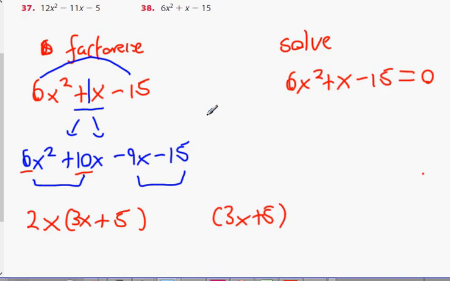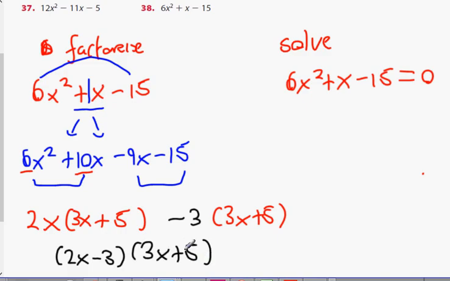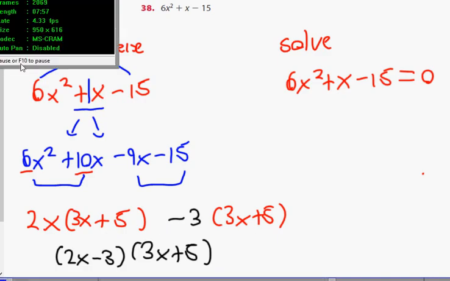Now, what number goes in here? Minus 3. What's the end? 2x minus 3, 3x plus 5. Does anybody have any problems with them? Luke? Yeah, when we're doing our own, it's a new book.